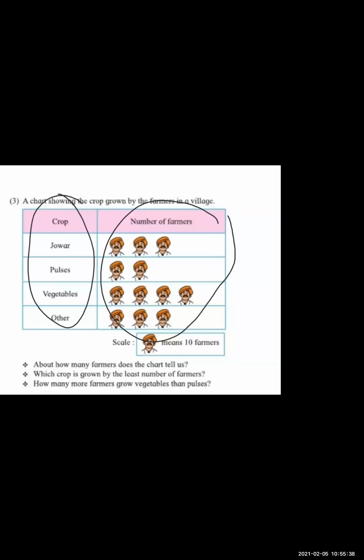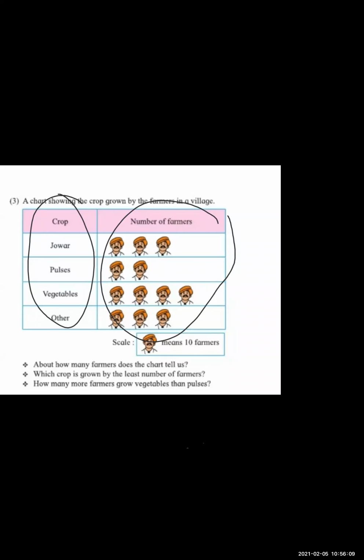Now next, look at the downside. They are asking you three questions. Clear? Everyone understood? The full information basically depends on the farmers, right? The full information basically depends on the farmers. Clear, everyone?